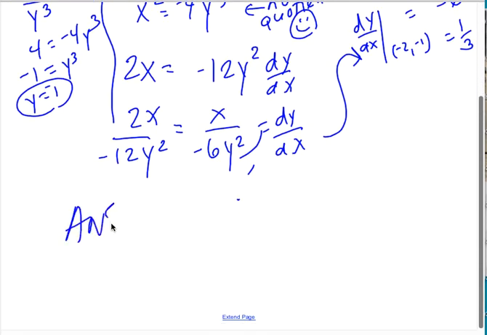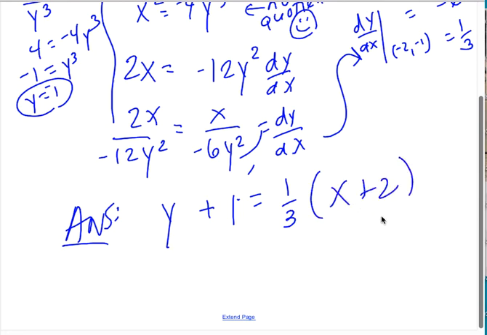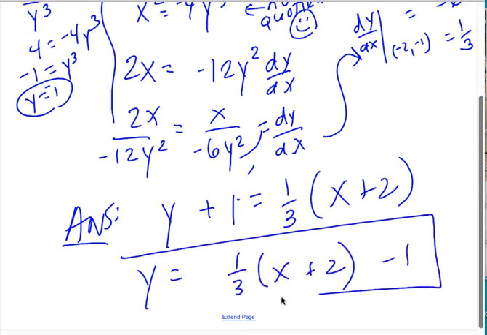So my answer is y minus the y value, which would be y minus a -1, equals my m, 1/3, x minus the x value, which would be x minus a -2. Now, most of the time you'll see it written with the 1 subtracted over because you often are going to be asked to use a tangent line to estimate. There is no incentive to distribute the 1/3.